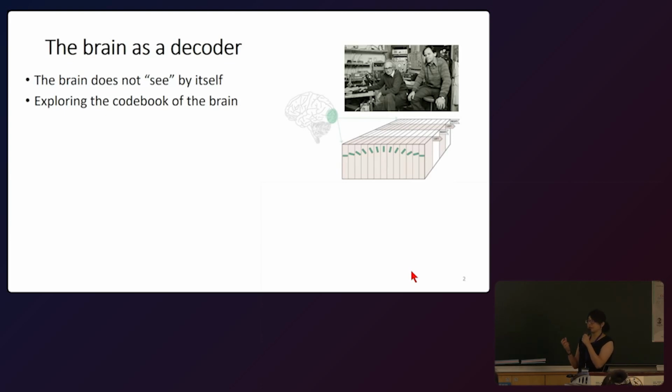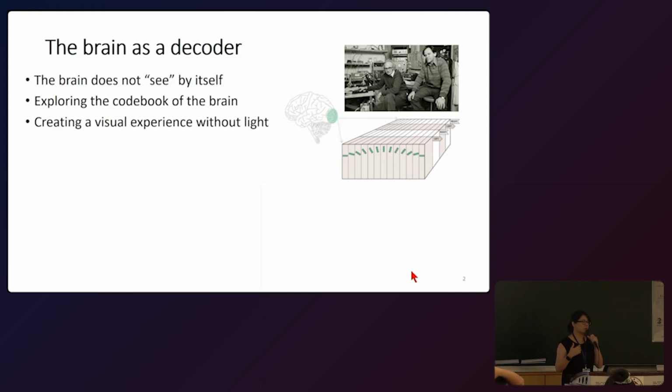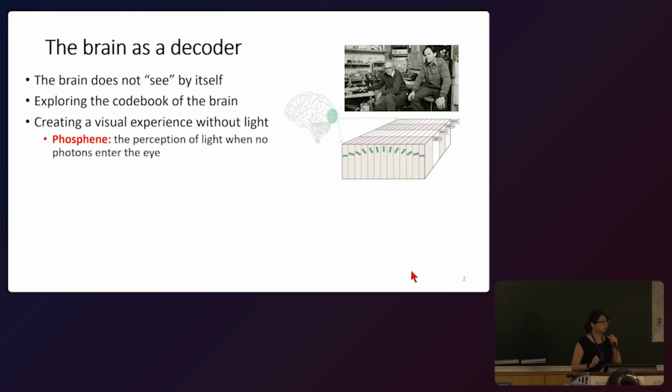One of the most famous studies is the Nobel Prize winning study done by Hubel and Wiesel, who created a map of the visual cortex by systematically recording single neuron activities. Following this, we believe that maybe we can create some artificial visual experience if we know the correct code of our brains. One example is the phosphene. Phosphene is defined as the light perception that you see something flashing in front of your eyes when there's actually no light.